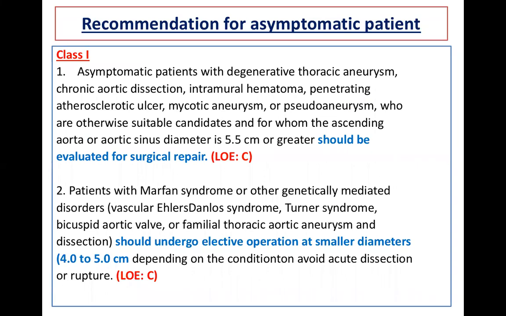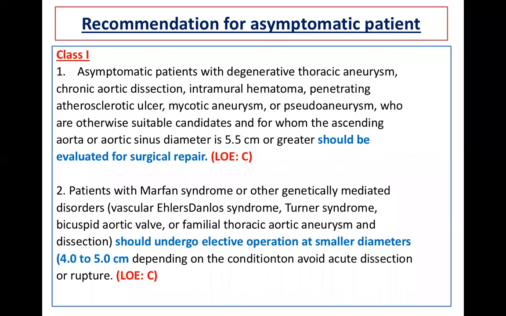Recommendation for asymptomatic patients: class 1, asymptomatic patients with degenerative thoracic aneurysm or chronic dissection or intramural hematoma or penetrating atherosclerotic ulcer or mycotic aneurysm or pseudoaneurysm who are otherwise suitable candidates and for whom the ascending aorta or aortic sinus is 5.5 cm should be evaluated for surgical repair. And we will see the diagram for the approach in such patients with degenerative disorder.